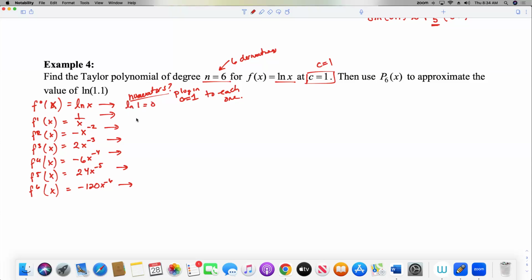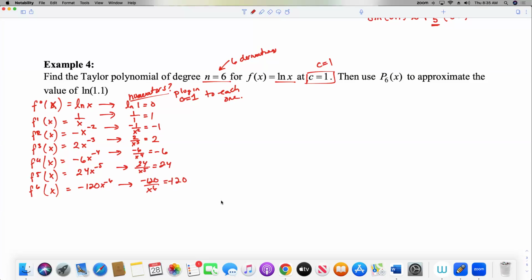Okay. ln of 1 is 0. 1 over 1 is 1. Once you rewrite this, we got negative 1 over x squared, which is negative 1 over 1, and that's going to be negative 1. 2 over x cubed is going to be 2. Negative 6 over x to the 4th is negative 6. And so forth. 24 over x to the 5th is 24. And negative 120 over x to the 6th, when you plug in 1, is negative 120.